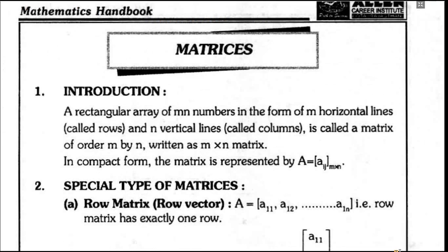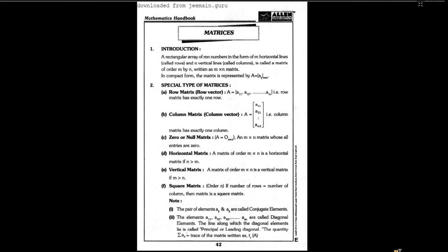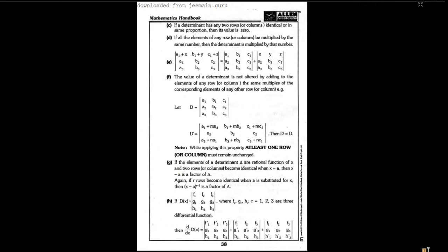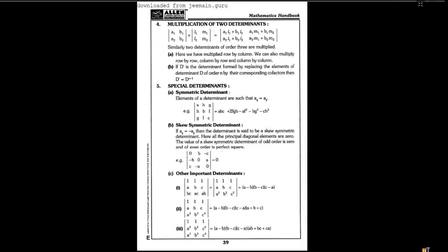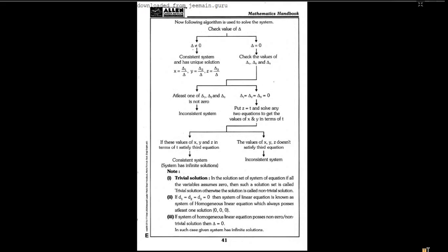Now we have seen the determinant, let us revise it, then we will carry on to matrices. In determinants we have seen minors, cofactors, properties of determinants, multiplication of determinants, and some special determinants, which are not so necessary. System of equations is very important. These are the systems of equations by Cramer's rule. Yes, this is by Cramer's rule only. We have seen systems of equations involving two variables and also three variables.